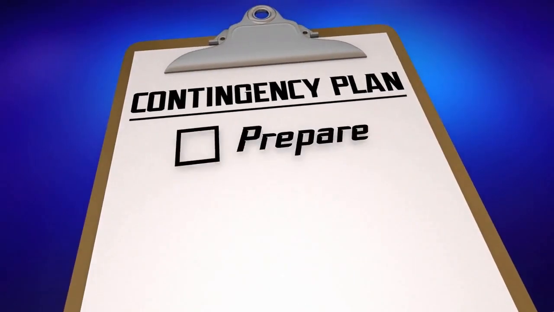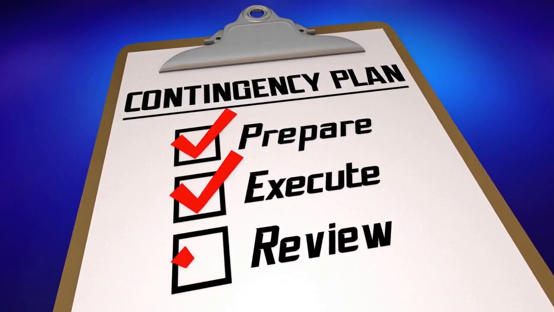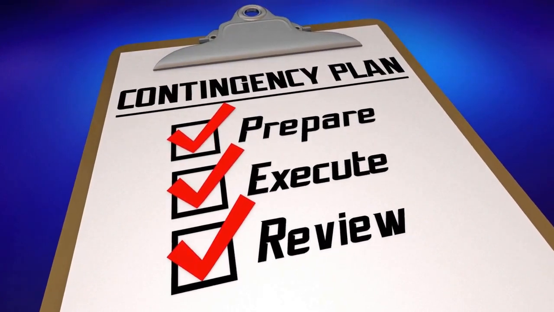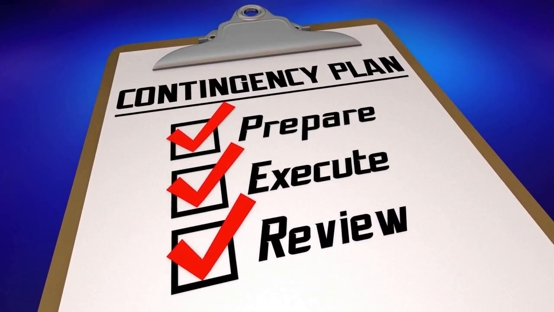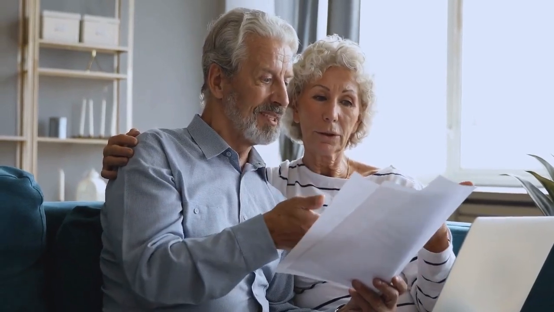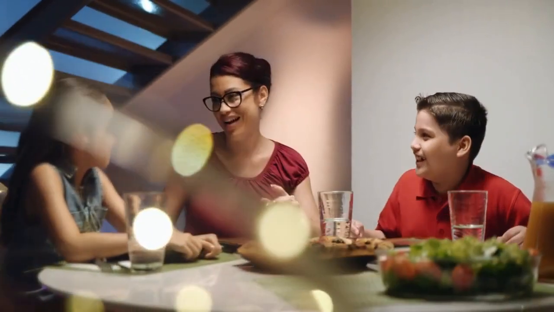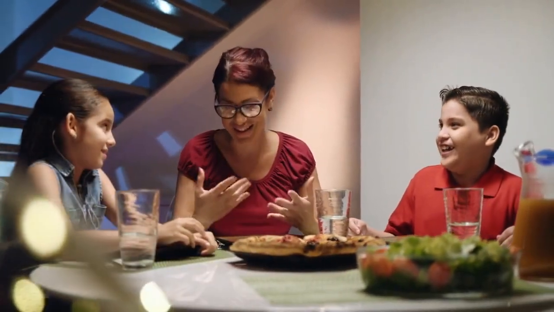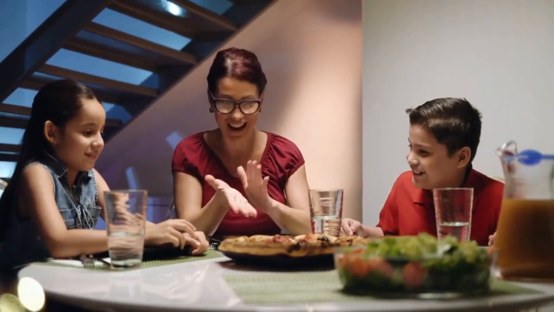Sticking to your budget can be challenging, but with some discipline and planning, it can be done. Here are some tips to help you stay on track. Prioritize your expenses. Focus on essential expenses first. Cook at home. Eating out can be expensive. By cooking at home, you can save money and have greater control over what you eat.